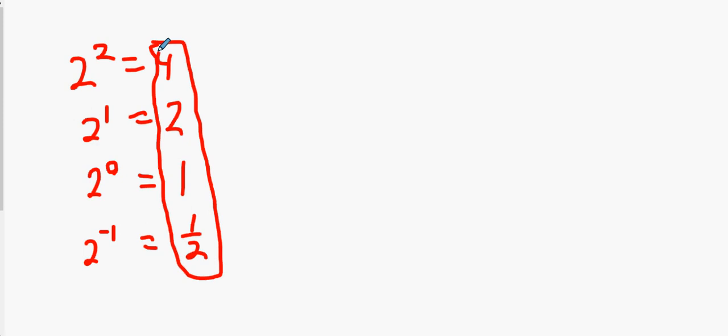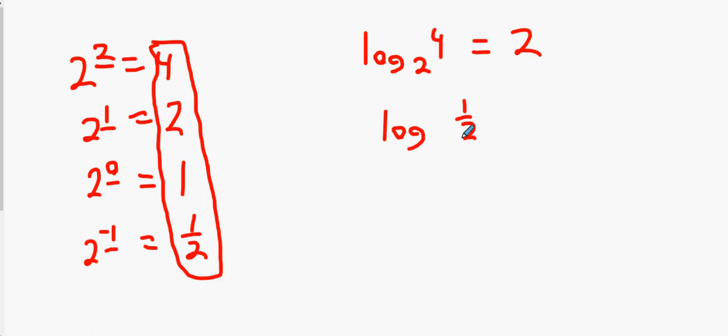Answers will always be positive regardless if the power is positive or negative. So if I ask you what's log 4 base 2, what would you tell me? How many 2's does it take to make 4? 2. If I ask you what's log a half base 2, what would you tell me the answer is? Minus 1. Exactly, right? What are you noticing? These numbers are always positive. 0 is neutral. Okay?